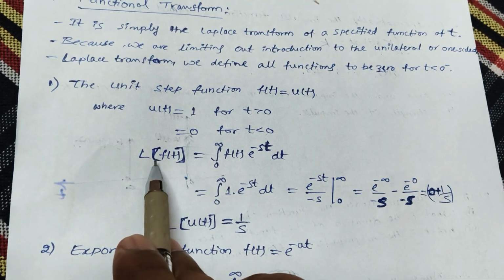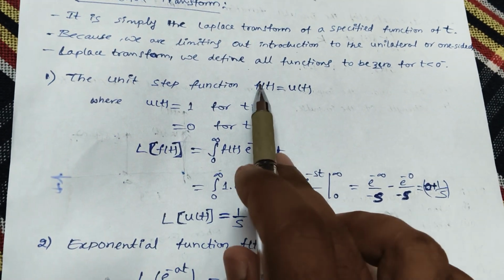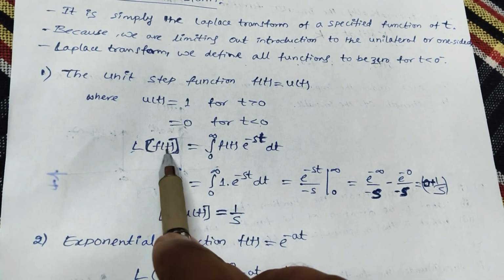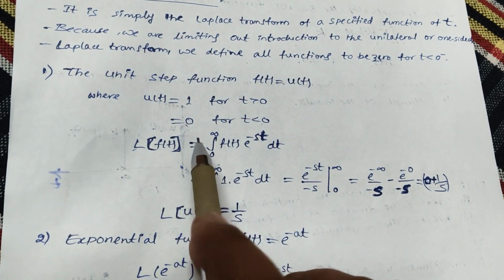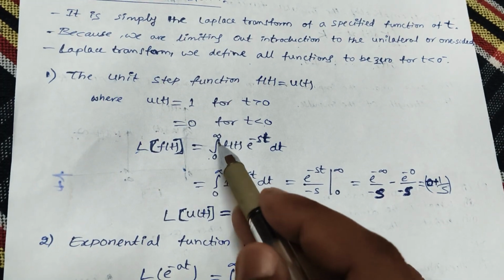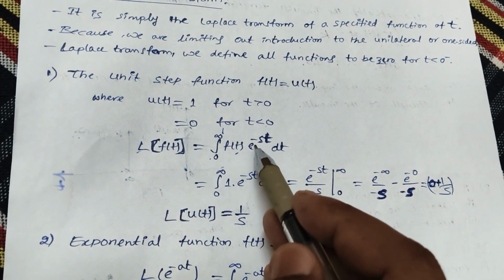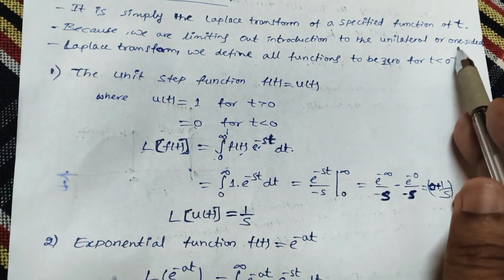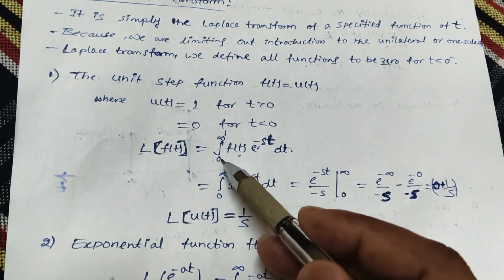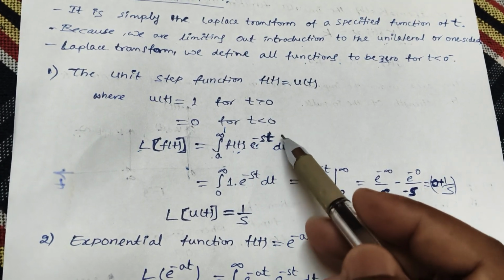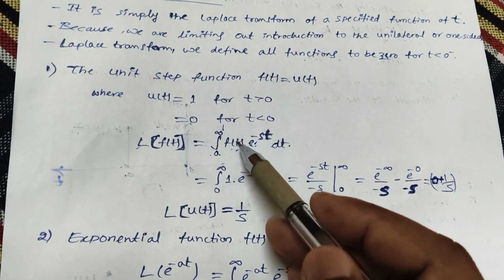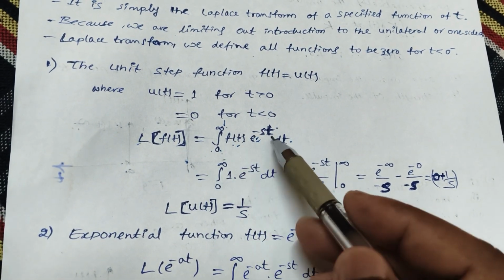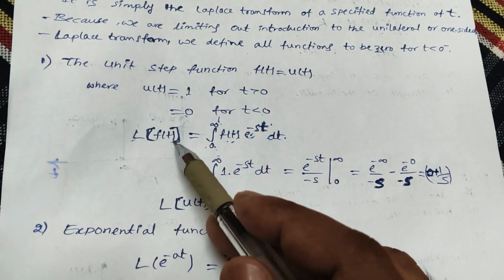So now we'll find the Laplace transform of f of t. L, capital L, means Laplace transform of f of t. So what is the definition? The actual definition is the integral from minus infinity to infinity of f of t into e power minus st into dt. But as we are limiting only to unilateral or one-sided functions, we'll consider only 0 to infinity of f of t into e power minus st. That is, if you multiply the function with e power minus st and integrate over 0 to infinity, that is your Laplace transform of the one-sided function.